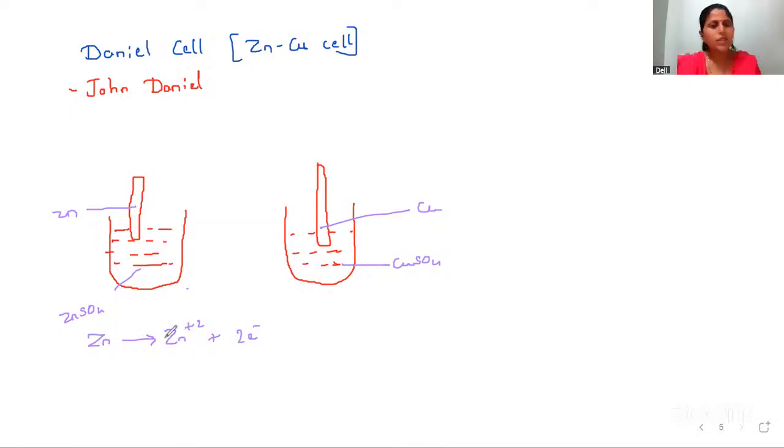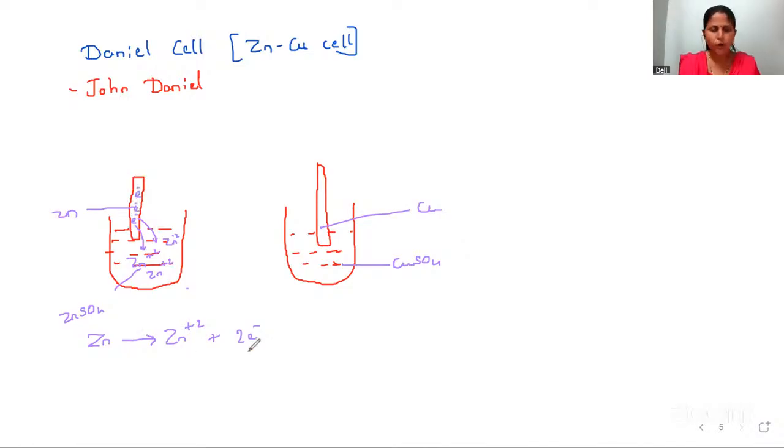So zinc being more reactive will lose 2 electrons and form Zn+2 ion and become stable there. And this Zn+2 ion from the zinc rod will come into the solution. So Zn+2 ions get into the solution. Already ZnSO4 has Zn+2 ions, but these Zn+2 ions are coming from where? They are coming from the zinc rod. Right, fine. So leaving behind electrons. Where are the electrons remaining? They are remaining here on the rod.